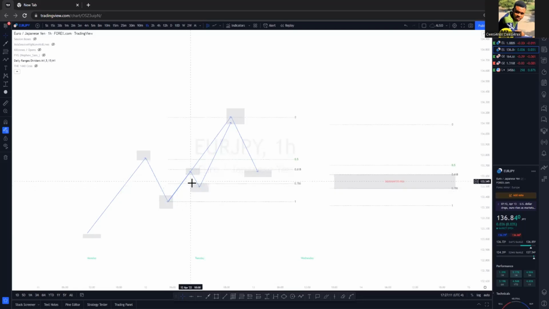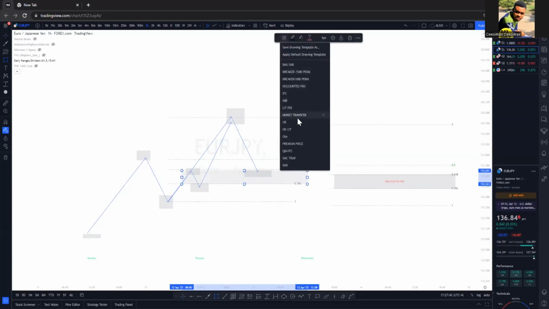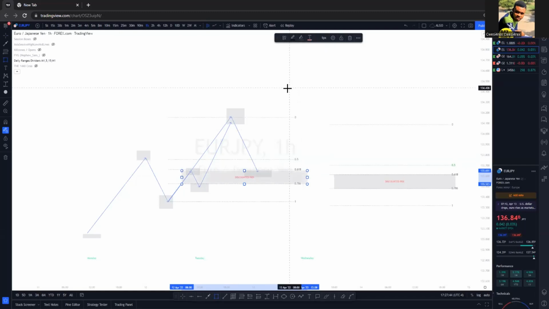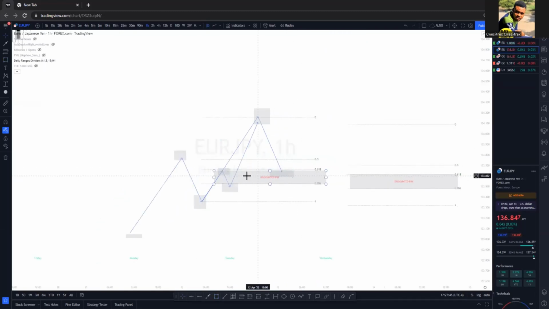Your H1, which is a complex pullback that you had inside this H4 structure, is going to be a zone where you'll be looking for your POI. You can see that if you flip your discounted fib from this low to this high, you can see we have our discounted price over here. And within our discounted price is where you should always look for your point of interest.